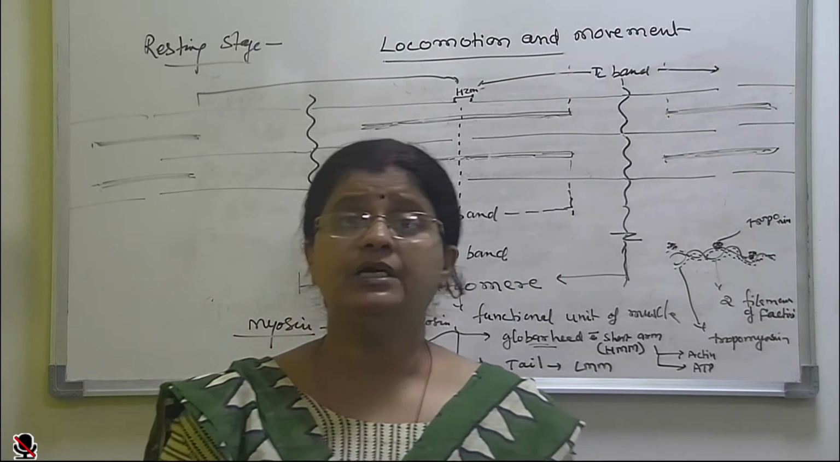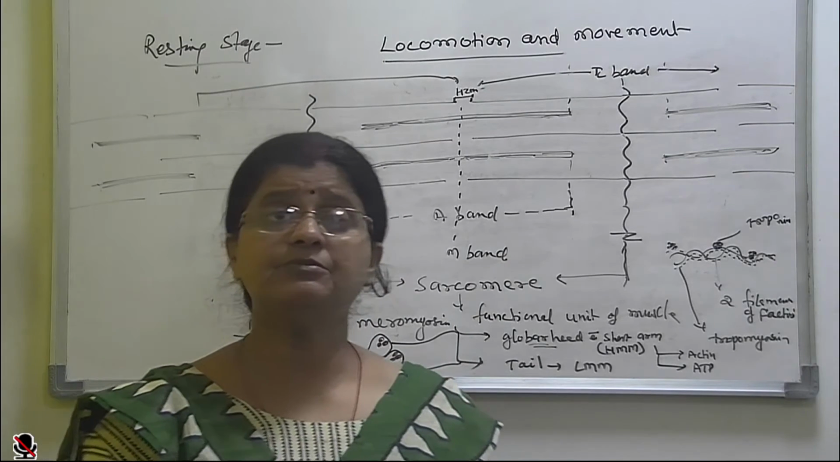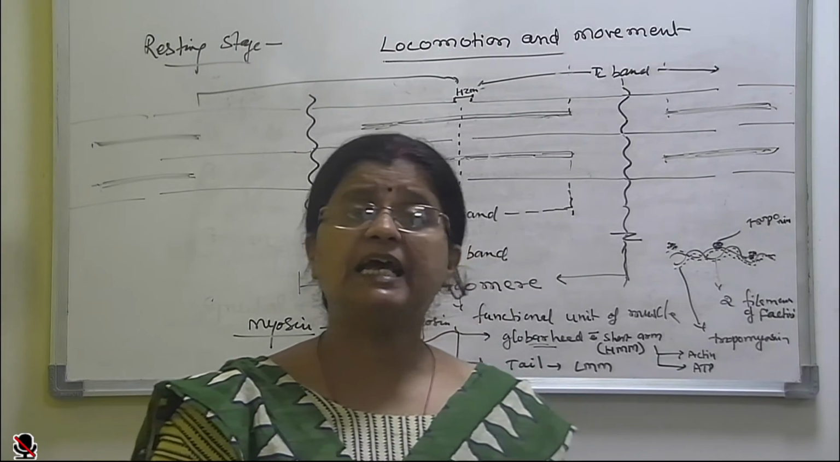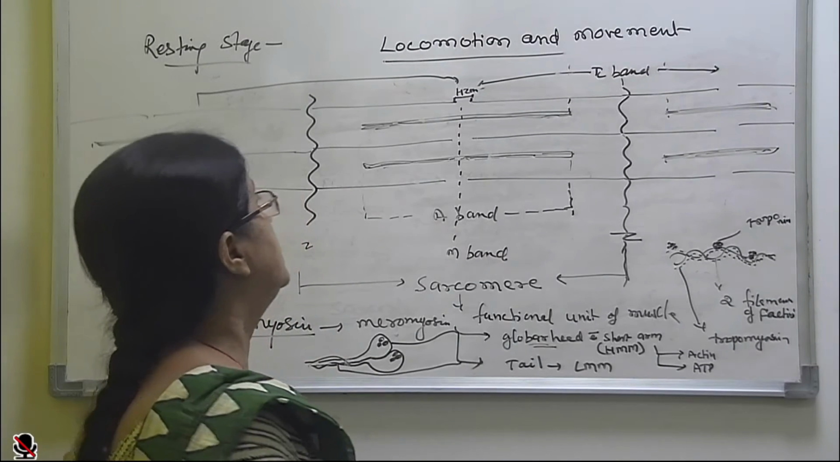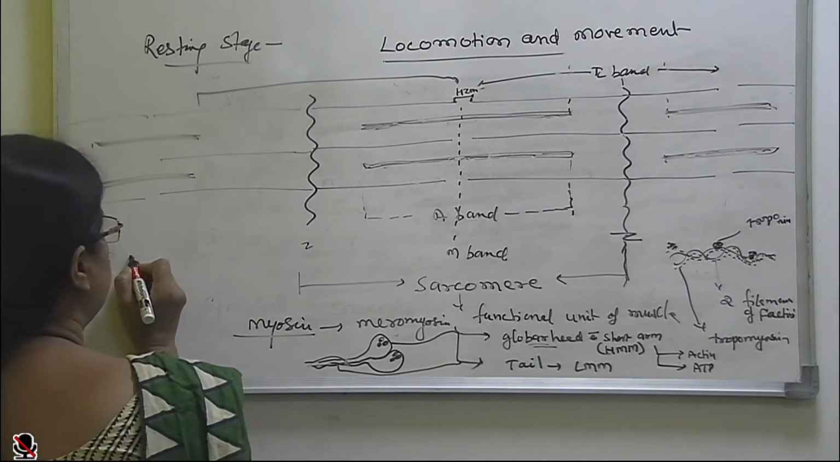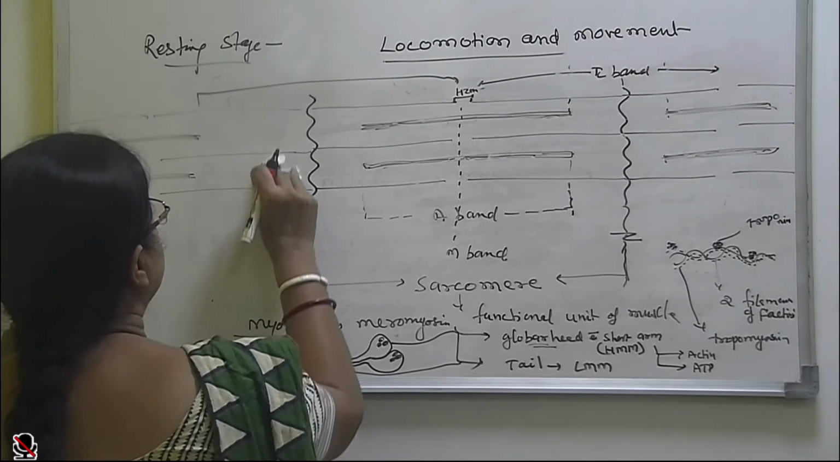The best theory that explains the mechanism of muscle contraction is the sliding filament theory. By the sliding filament theory, I am rubbing this portion.